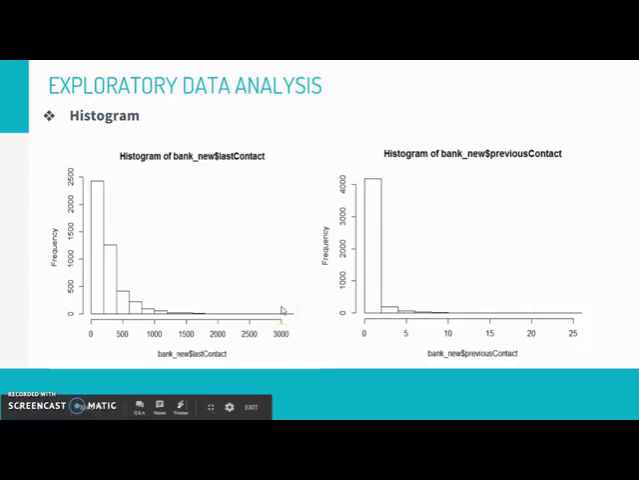The same can be said for the histogram of previous contacts. While most of the range is between 0 and 10, there is a customer that has been contacted 25 times previously.